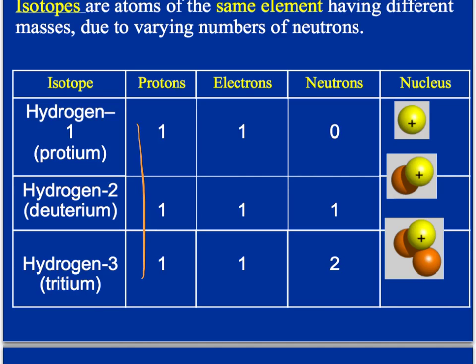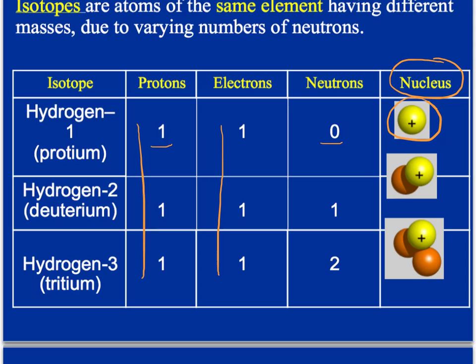Notice that they all have the same number of protons, and they also have the same number of electrons, because we're saying that they're neutral atoms. We're making that assumption. So the idea here is we're going to see what we see in the nucleus when we look at these three different isotopes. For the first one, hydrogen 1, you have 1 proton and 0 neutrons. So when we look in the nucleus, all we see is the 1 proton.